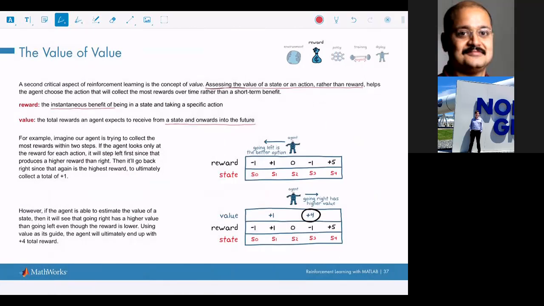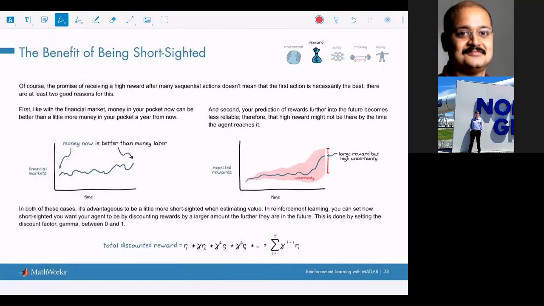And then there is an additional concept which is called the value. So if you think about reinforcement learning, it emphasizes the immediate reward. But once you add the concept of value, then in addition to the immediate reward, it tells you the cumulative reward at the end of the process. So value is the cumulative reward that you expect at the end of the process.